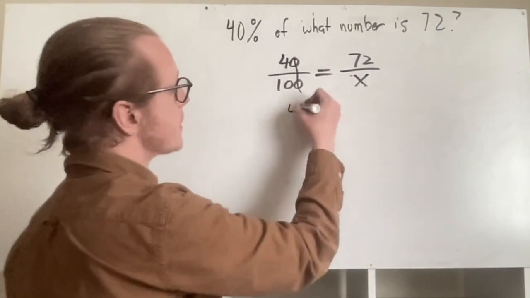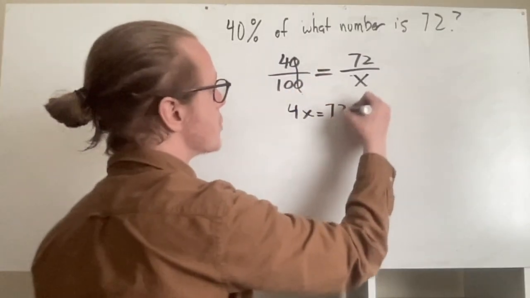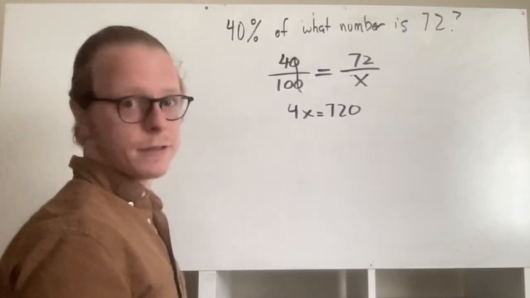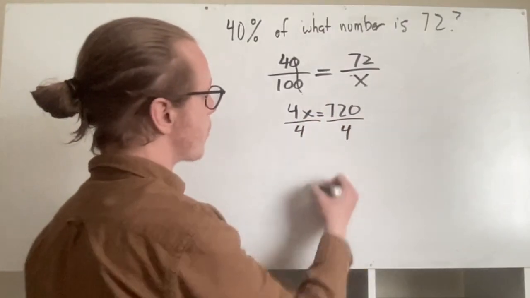So from here, let's cross multiply. 4 times x is 4x. 72 times 10, 720. Last step. Divide by 4, divide by 4.